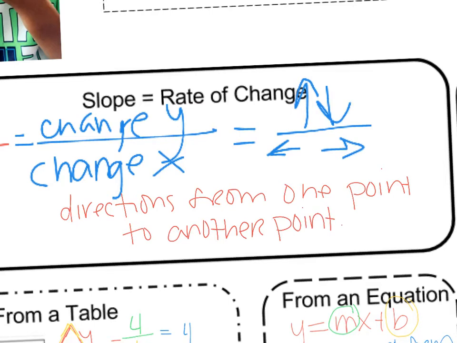So if I had a coordinate plane, and I had a point right here, and I said my slope is 2/3, that means I'm going to go up 2, and then I'm going to go over 3. And so my next point would be right here. I went up 2 and over 3, and so I could connect those two dots, and that would be the graph of that line. So it's directions from one point to another.